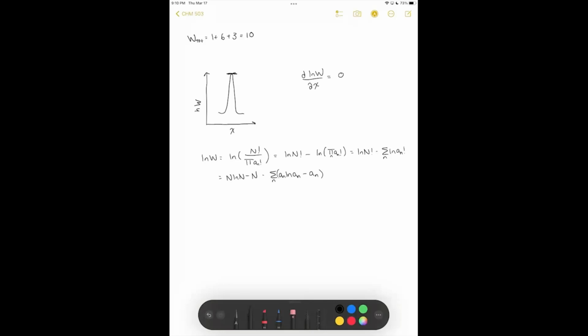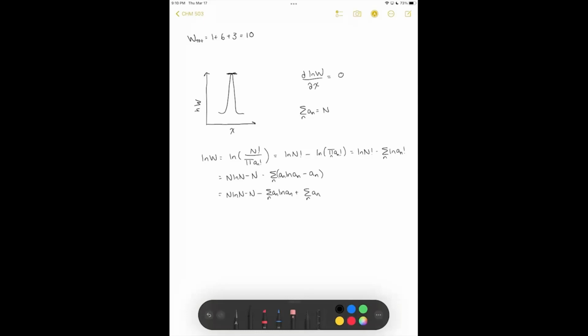And we can separate this sum out here. So we'll have n natural log n minus the sum over n of a sub n natural log a sub n plus the sum of a sub n. Now, what we can do here is recognize that the sum of a sub n is simply equal to n. How can we do that?